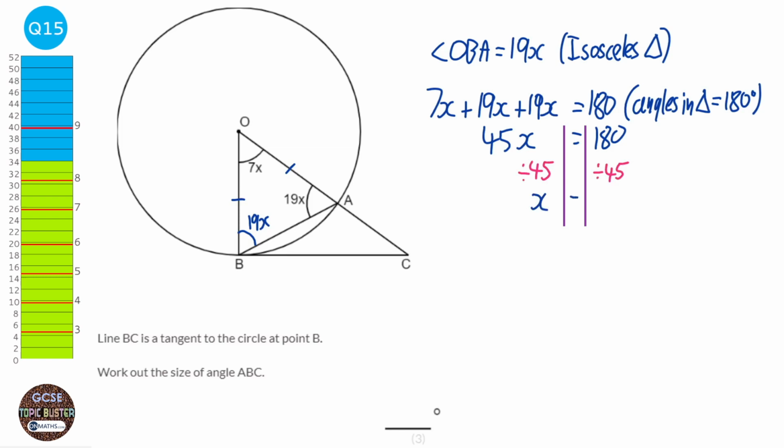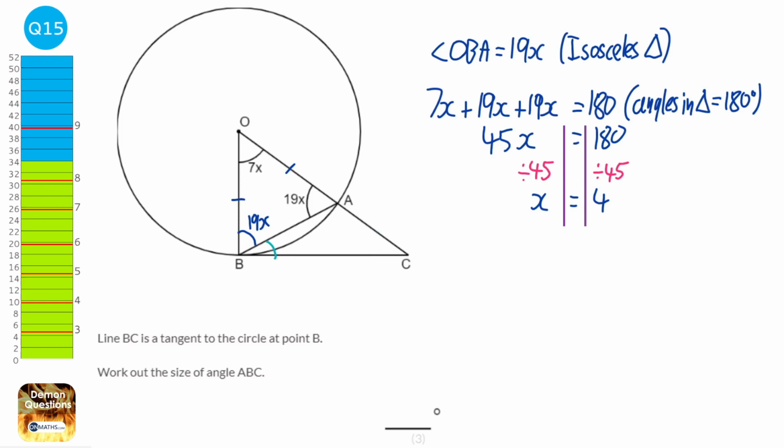Okay, so we've got x equals 180 divided by 45, which is 4. Now we're looking for this angle here, that's angle ABC. Now there's a few different ways we could do this. We could work out what this angle is, because it's a big triangle, etc. Or we can use the fact that we've got a tangent touching a radius.